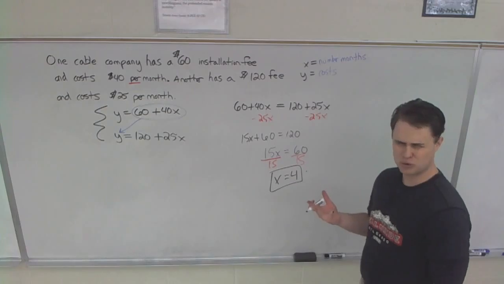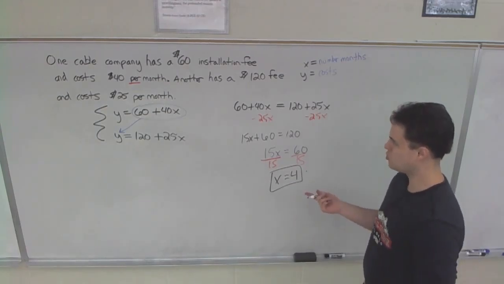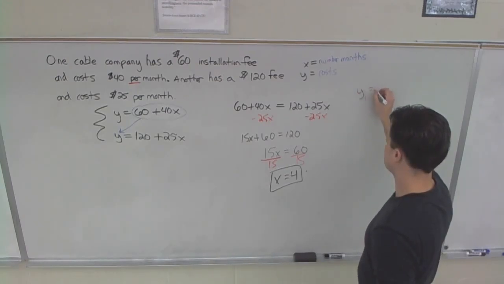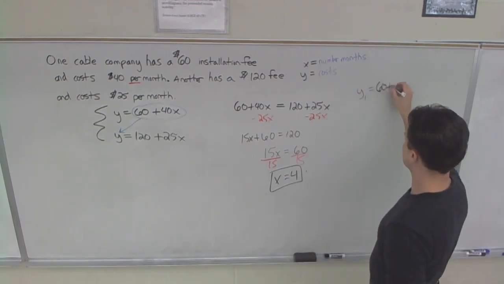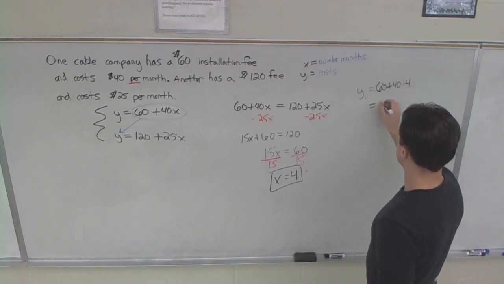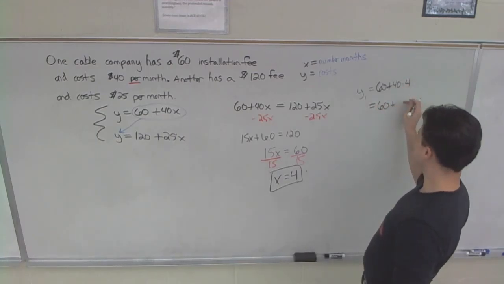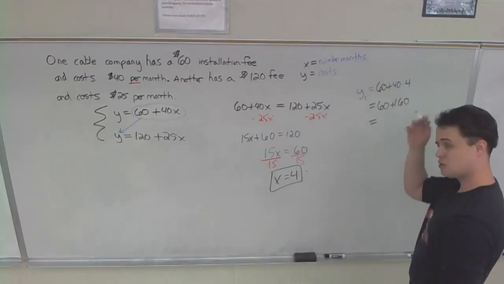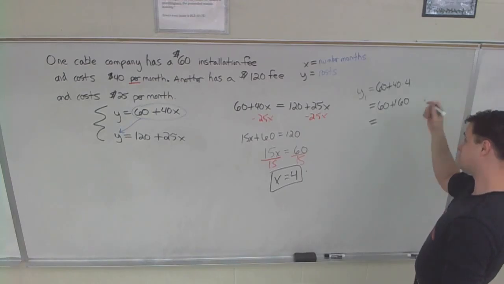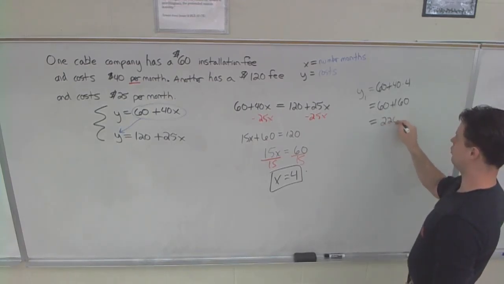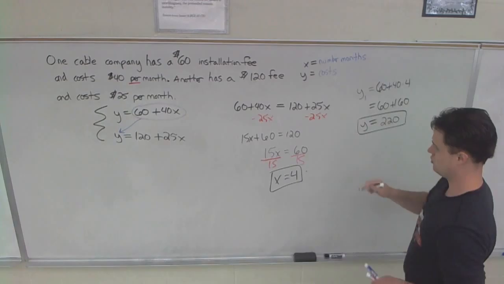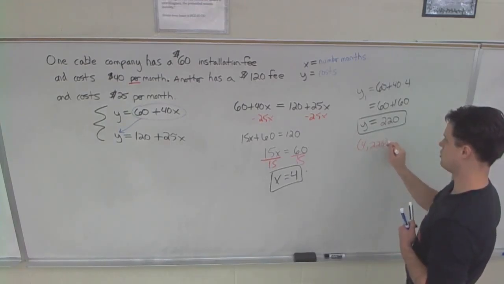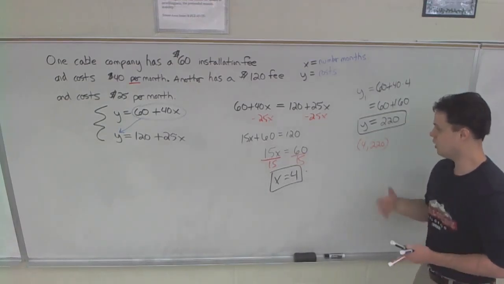How do we get the whole solution though? I'm going to plug it in the first one. Call it y1. 60 plus 40 times 4. 60 plus 160. So that's going to be what? 220. 220? Yeah. Okay. So I've got 4 and 220. That's a weird graph.